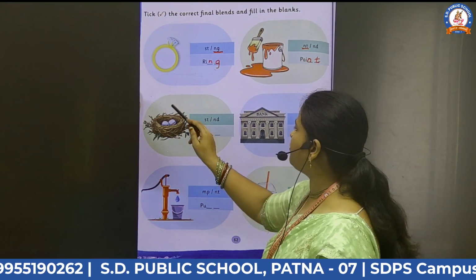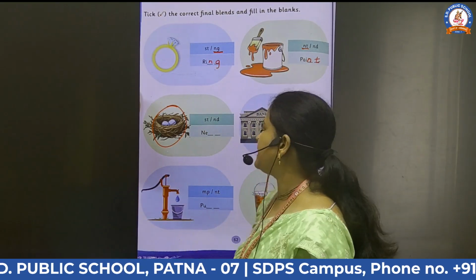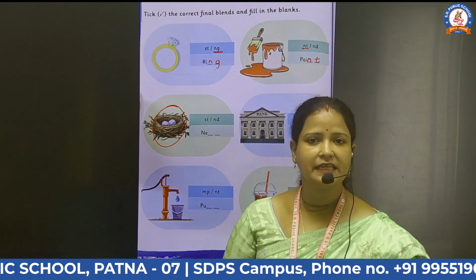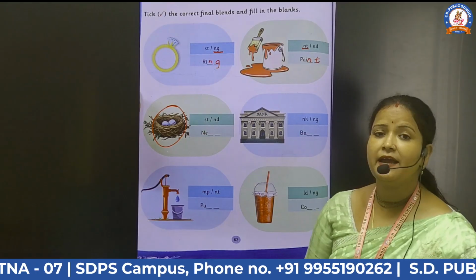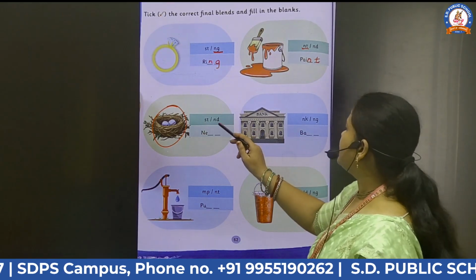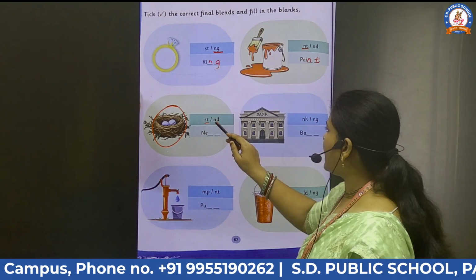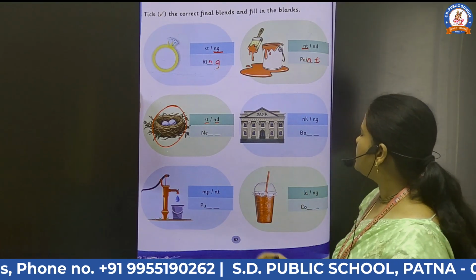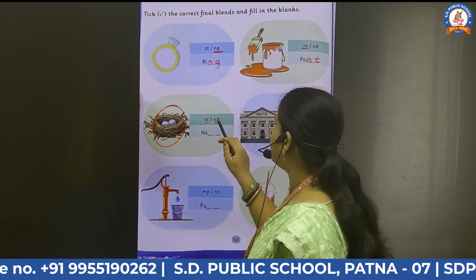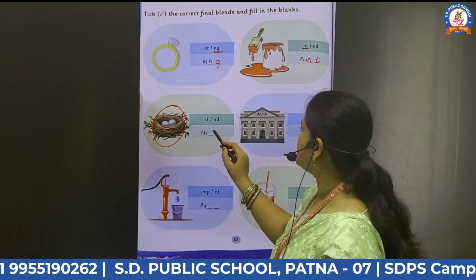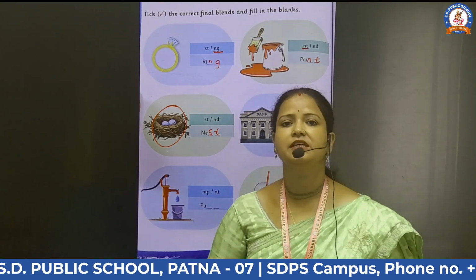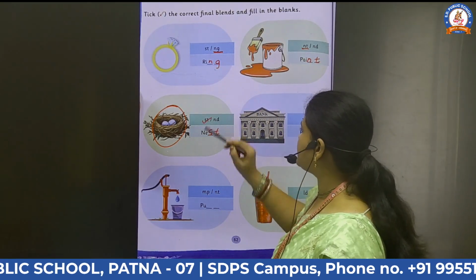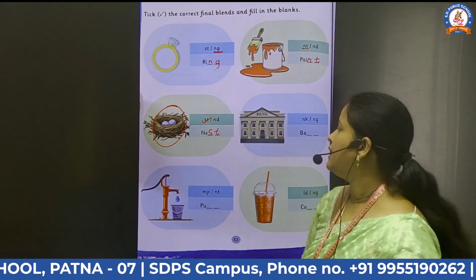This is the picture of nest. Nest means ghosla. And the spelling of nest is N-E-S-T. So now we'll look for which blend is correct. This is S-T and this is N-D. Now we'll fill S-T here. N-E-S-T, nest. This one is correct. Next picture.